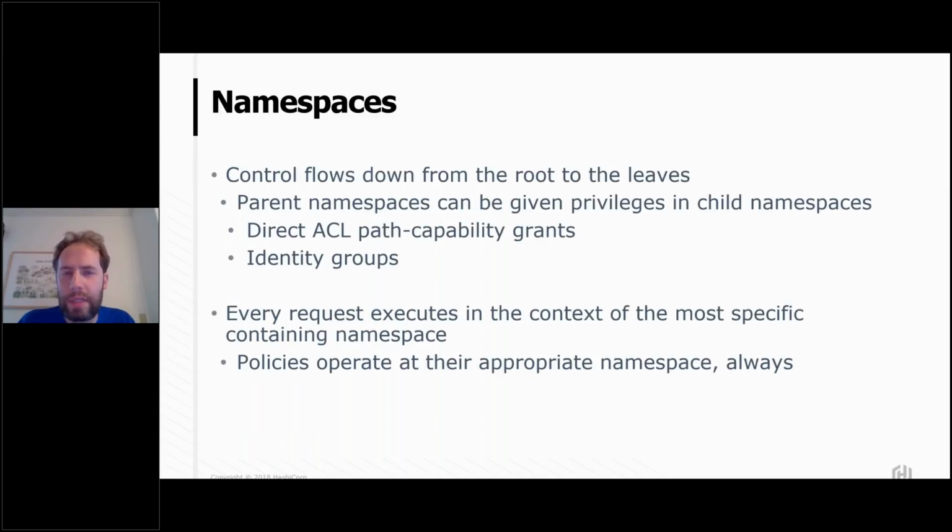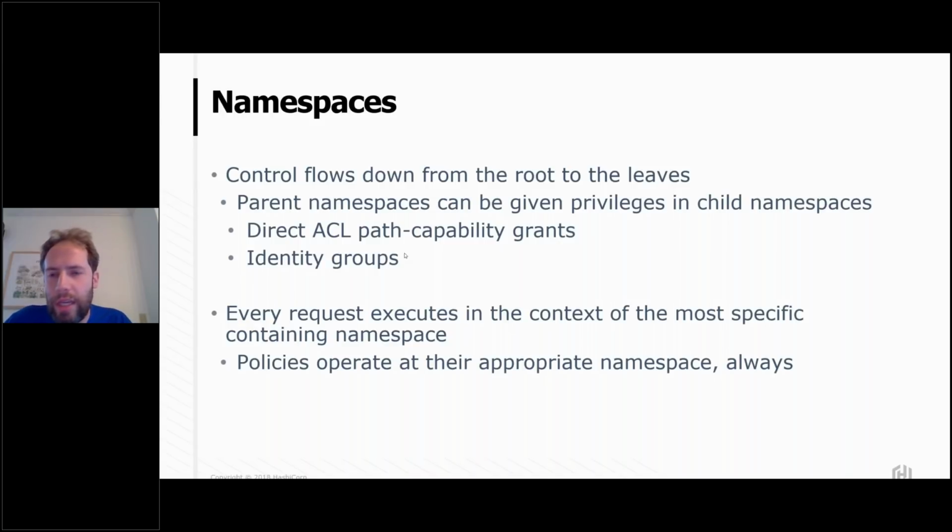And a really nice aspect of this is that control flows down. I mentioned the file system root, and when you add a plugin, we add API paths. Control flows down from the root to the leaf, similar to a file system. So parent namespaces can be given privileges in child namespaces. I'll demo this, but it can happen just in your ACLs and policies, giving direct path capability grants, saying at this path, which lives in a child namespace, here are capabilities. And you can also do it with identity groups.